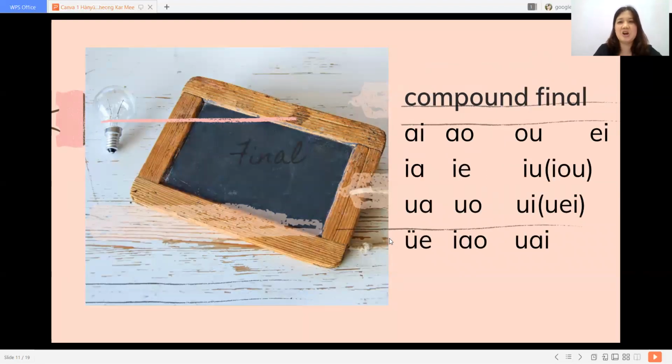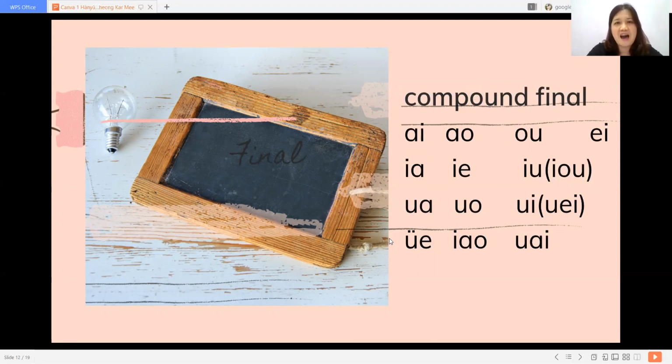Next is compound finals. Compound finals are finals which consist of more than one alphabet. It could be two alphabets or three alphabets. Line number 1. You can follow me closely and listen to how I pronounce all of this.